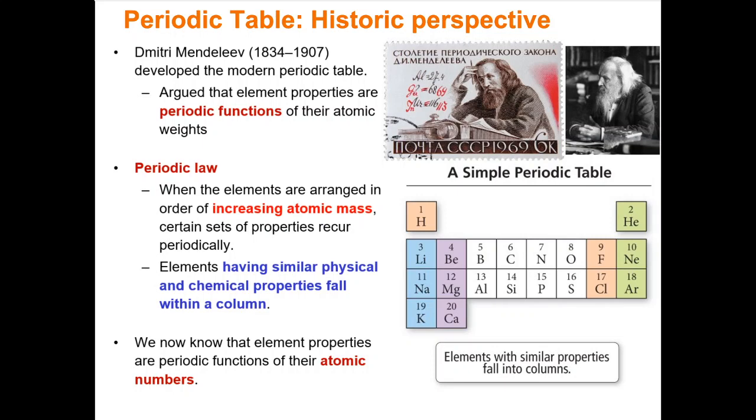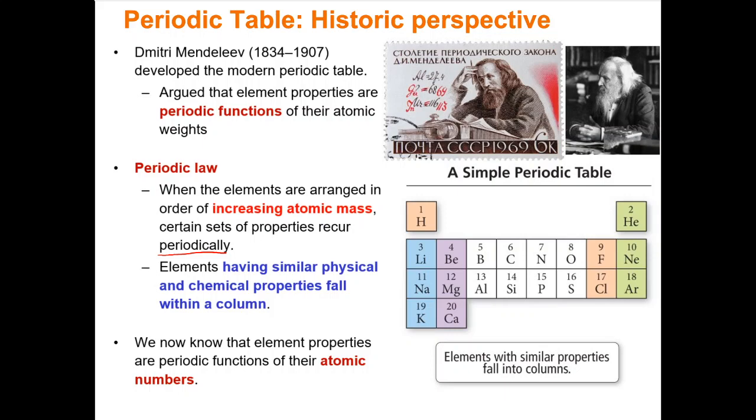Okay, so a historic perspective. The original periodic table was developed by Dmitry Mendeleev. So he developed the modern periodic table. I shouldn't say the original, but the modern periodic table. And he argued that the element properties are periodic functions of their atomic weights. So he came up with what we call periodic law. When the elements are arranged in order of increasing atomic mass, certain sets of properties reoccur periodically. So that is that word periodically, giving us periodic table.